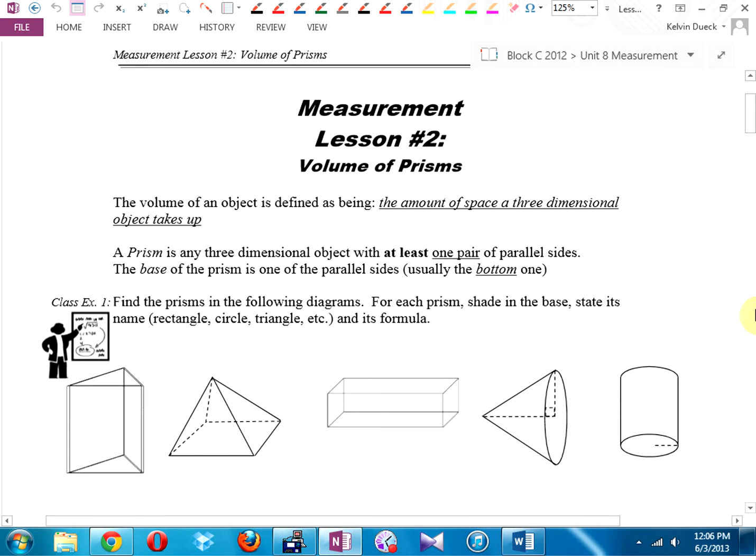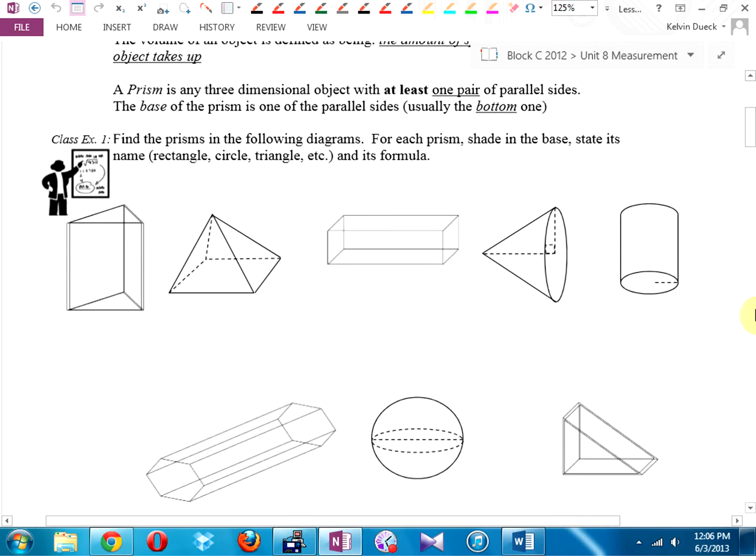A prism is any three-dimensional object with at least one pair of parallel sides. We're going to be talking about prisms, pyramids, and cones. So a prism has to have somewhere two sides that are parallel. It says, find the prisms in the following diagrams. For each prism, shade in the base and state its name, rectangle, circle, triangle, etc., and its formula. We'll get to the formula in a second.